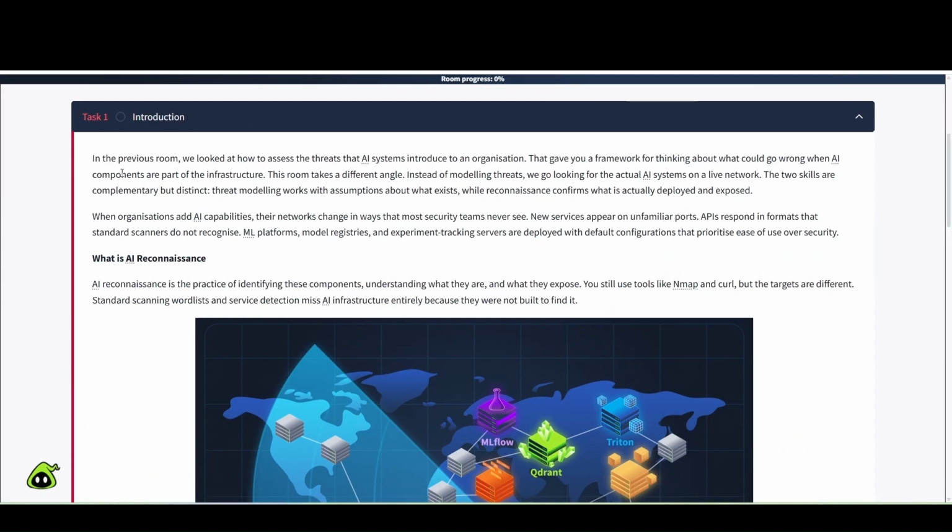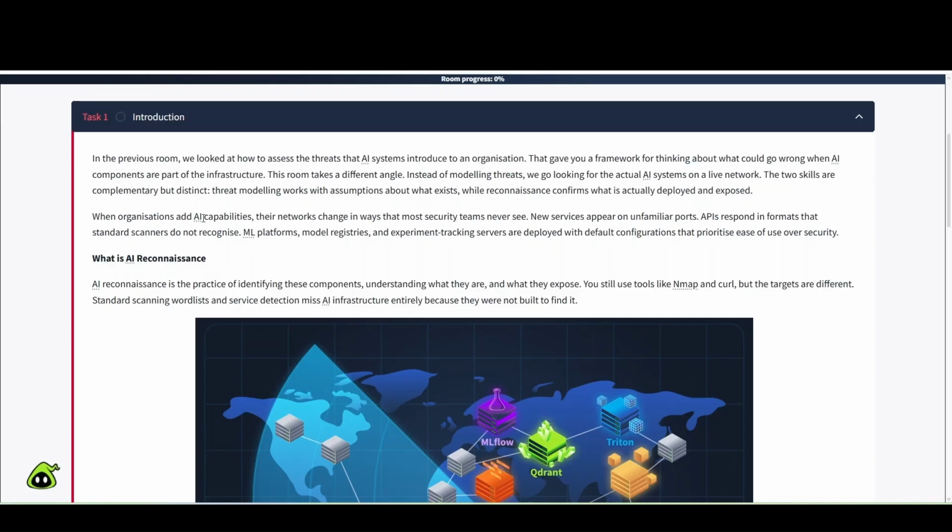Task number 1, Introduction. In the previous room, we looked at how to assess the threats that AI systems introduce to an organization. That gave you a framework for thinking about what could go wrong when AI components are part of the infrastructure. This room takes a different angle. Instead of modeling threats, we go looking for the actual AI systems on a live network. The two skills are complementary but distinct. Threat modeling works with assumptions about what exists, while reconnaissance confirms what is actually deployed and exposed.